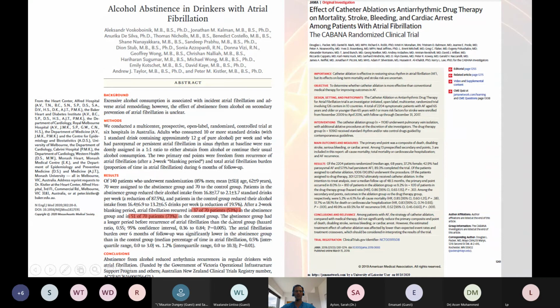This showed that if you did this, the rate of atrial fibrillation recurrence in the abstinent group was 50% versus 70% in the control group. So you can see not everybody gets atrial fibrillation back again, but a lot of people do either way. But it's a big reduction in risk.